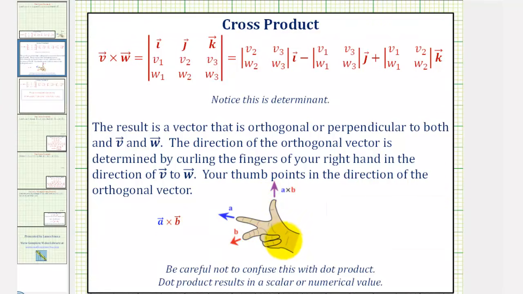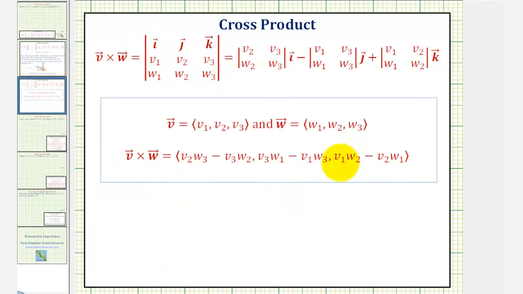The easiest way to find the cross product is to evaluate this 3x3 determinant where the first row are the unit vectors i, j, and k, the second row are the components of vector v, and the third row are the components of vector w. We can also use this formula here, but it's probably much easier just to remember how to evaluate this 3x3 determinant than memorizing this formula here, even though the result is the same.